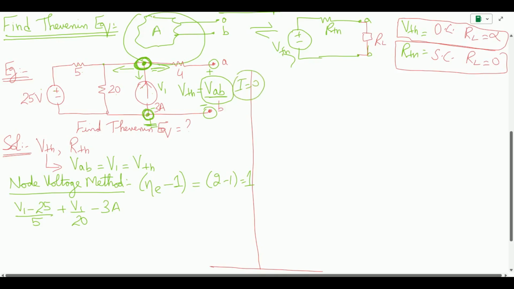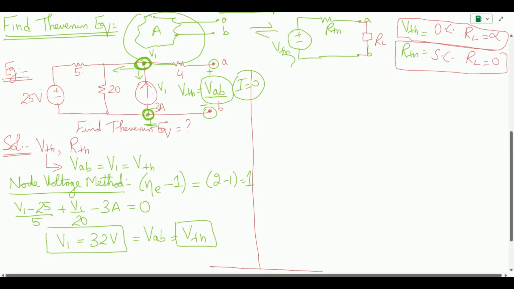Since the current is 0, there is going to be no voltage drop across the 4 ohm. This means the equation will not be written for the current on the right-hand side of this essential node V1. So the equation equals 0, and if you solve this, the voltage comes out to be 32 volts. Since this is the voltage across the 3 amps, this 32 volt voltage is the voltage that will appear across the terminals VAB, and this is our Thevenin voltage, which is 32 volts.